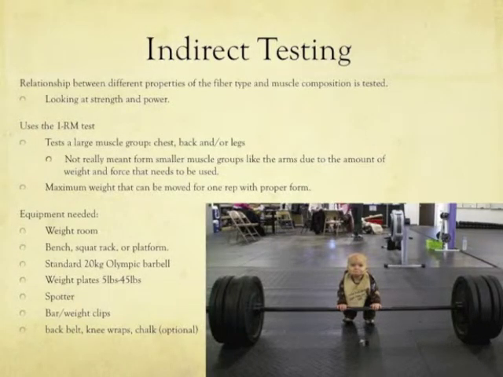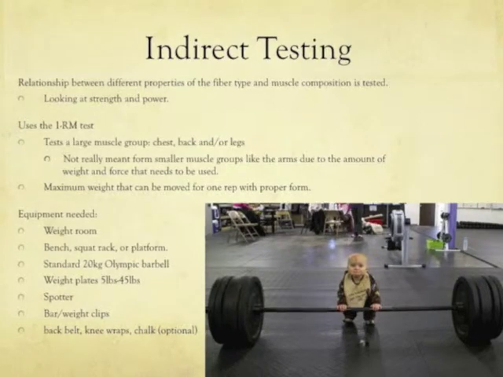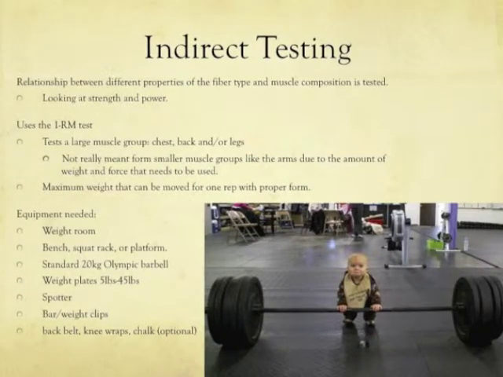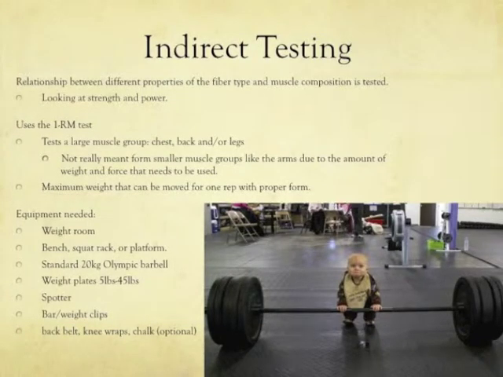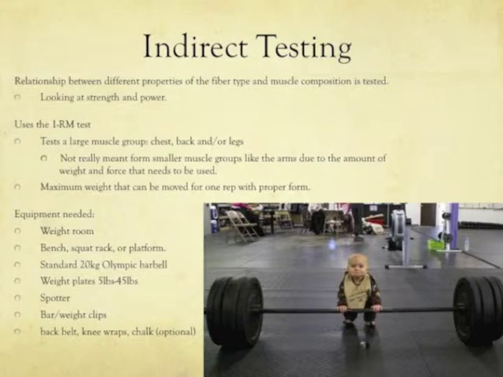You only need a few things to perform these exercises. All you need is a weight room, either a bench, a squat rack, or a platform. You need a standard 20 kilogram Olympic barbell, some weight plates between 5 and 45 pounds, a spotter for help, bar ends or clips, and it's optional for a back belt, powder for grip, but there's no straps allowed.